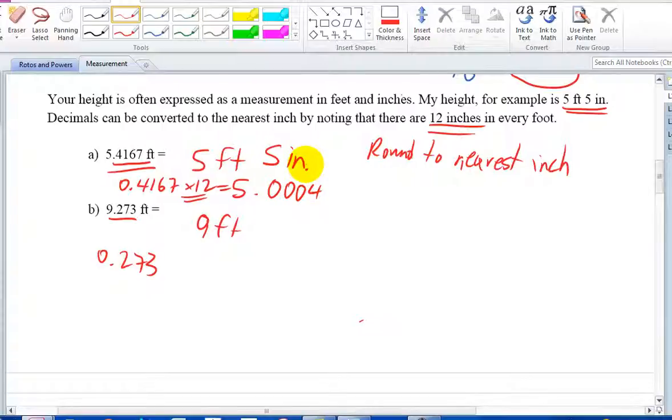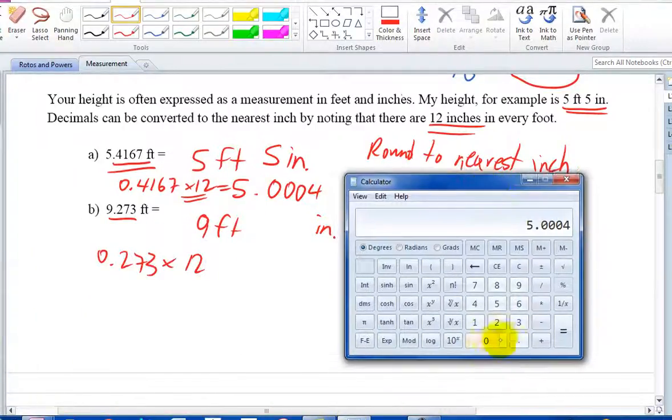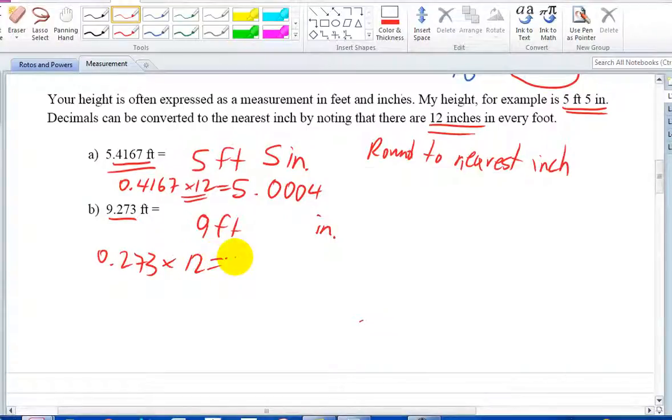Okay. We're going to be doing a lot of this stuff in our calculations. Can you do the next one then, please? 9 feet, how many inches? 3.276. So that's the nearest inch, we'll go 9 feet 3 inches. Good.